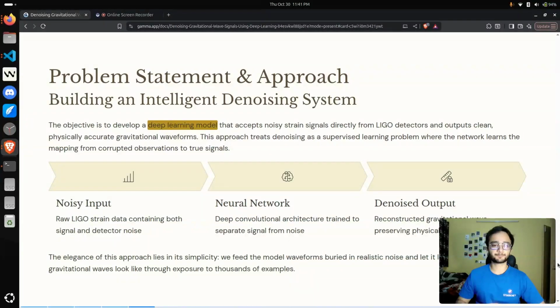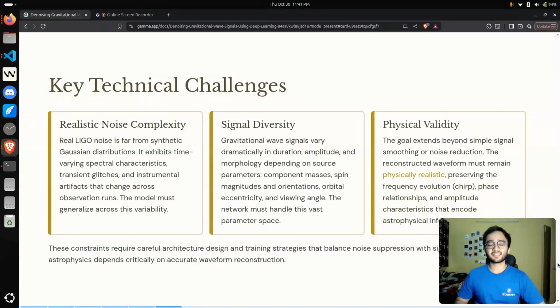The denoised output still preserves the physical characteristics and can be used to study various objects like black holes or neutron stars. The key technical challenge with this kind of approach is that realistic noise is a bit complex. It is very different from normal Gaussian distributions, which can easily be modeled. Slightest changes can lead to huge amounts of noise. So the model must be able to generalize across this variability. There is a huge amount of signal diversity as well.